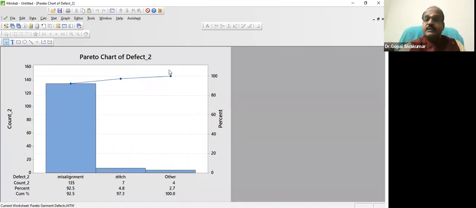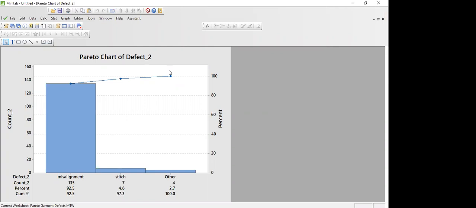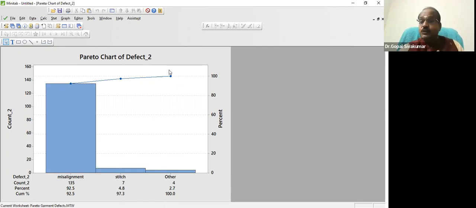The problem is rejections due to defective buttons in the shirt section, and specifically due to button misalignment. How many of you can now understand the issue properly? Can you understand the specific issue that is going on in the company? What is the specific issue? Will you be able to summarize now? Misalignment. Rejections due to button misalignment in the shirt section.